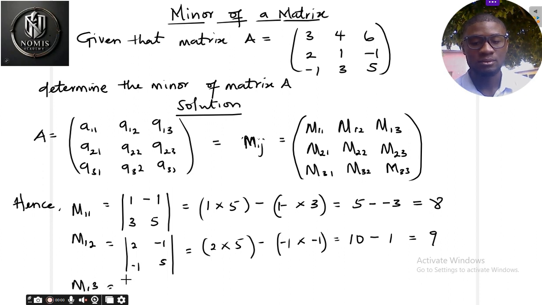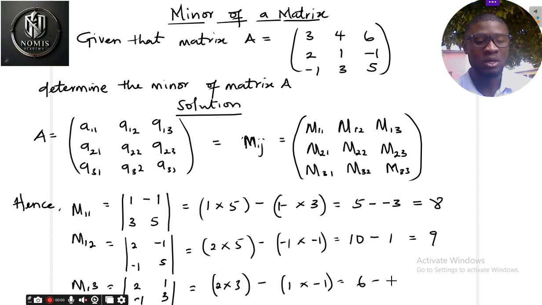M13. For M13, that is when we delete everything in this row and this column. So we are left with 2, 1, and minus 1, 3. We find the determinant of that by saying 2 times 3 minus open bracket 1 multiplied by minus 1. 2 times 3 is 6, minus 1 times minus 1 is minus minus 1. 6 minus minus 1 gives us 7.